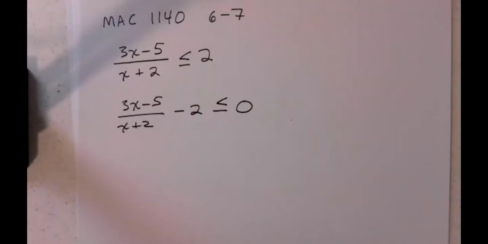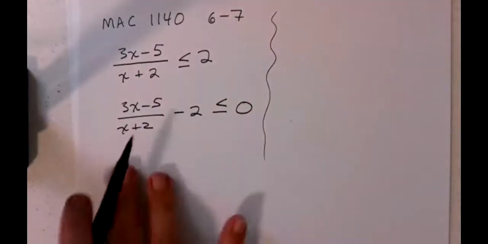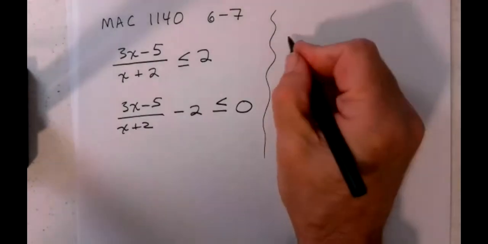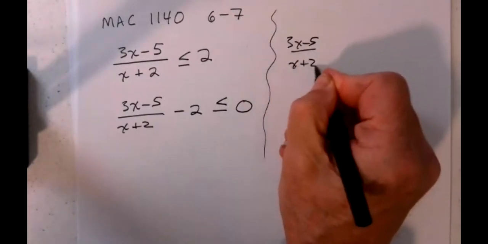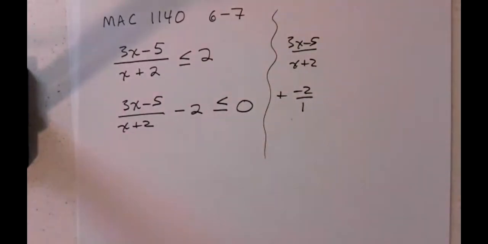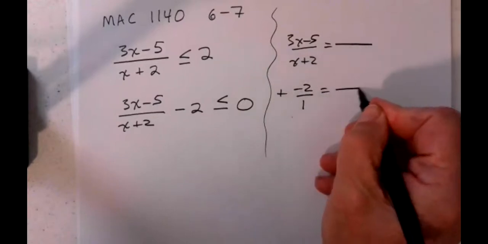And then what am I going to do? I would like to get a common denominator here, and I'd like to rewrite it as a single fraction. So I'm going to take (3x - 5)/(x + 2) plus -2/1. That's the same thing as minus 2. My common denominator is (x + 2) times 1.